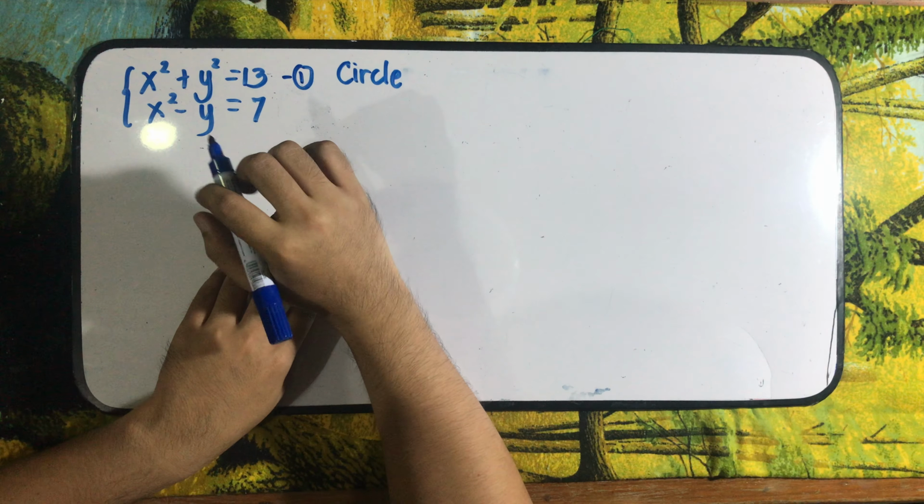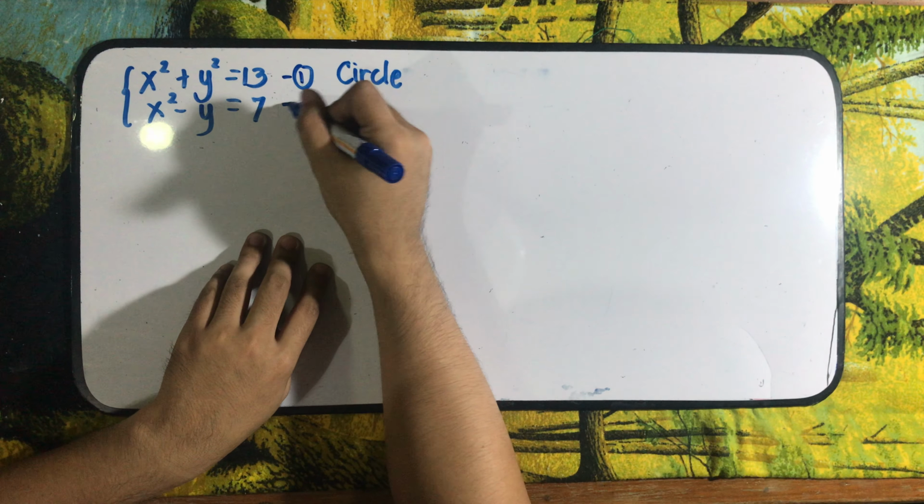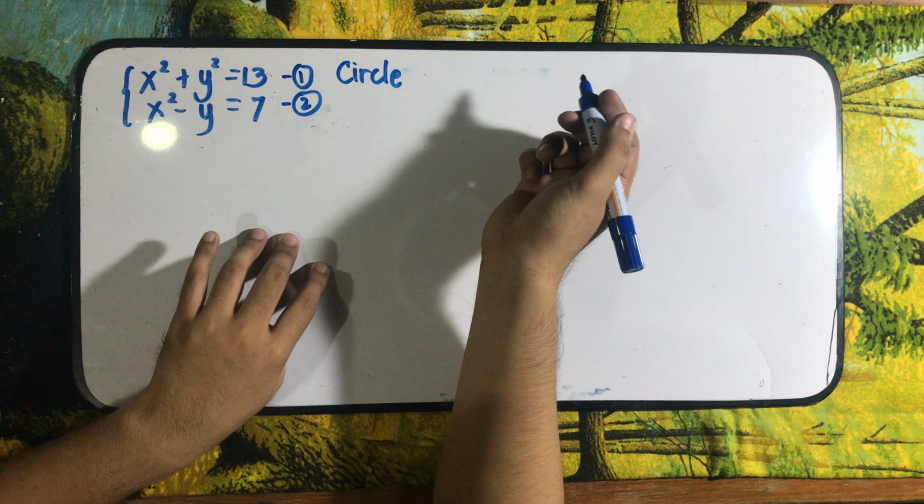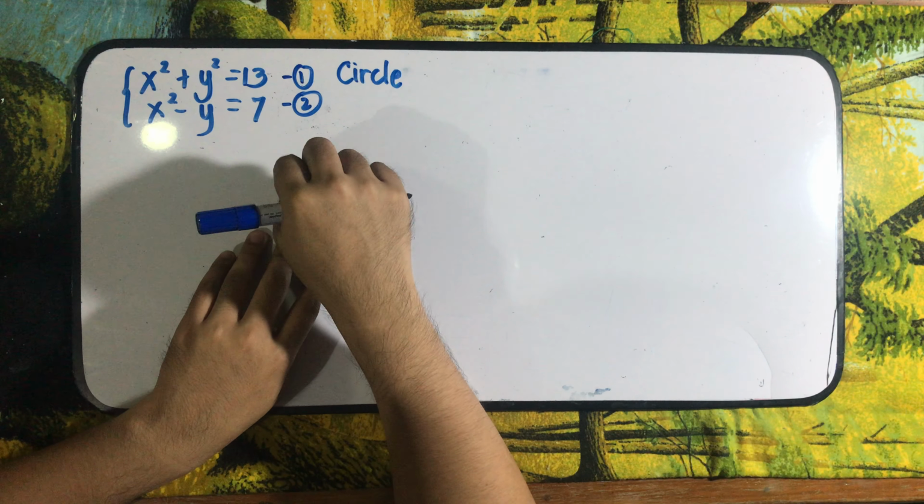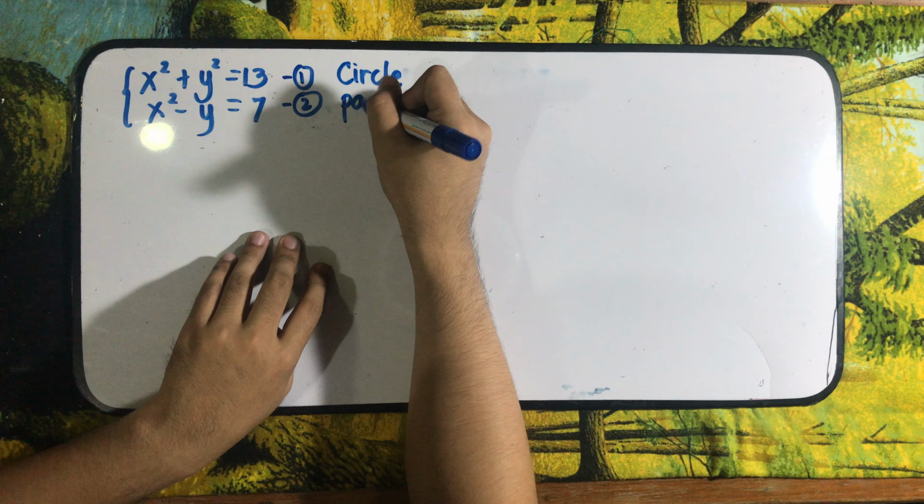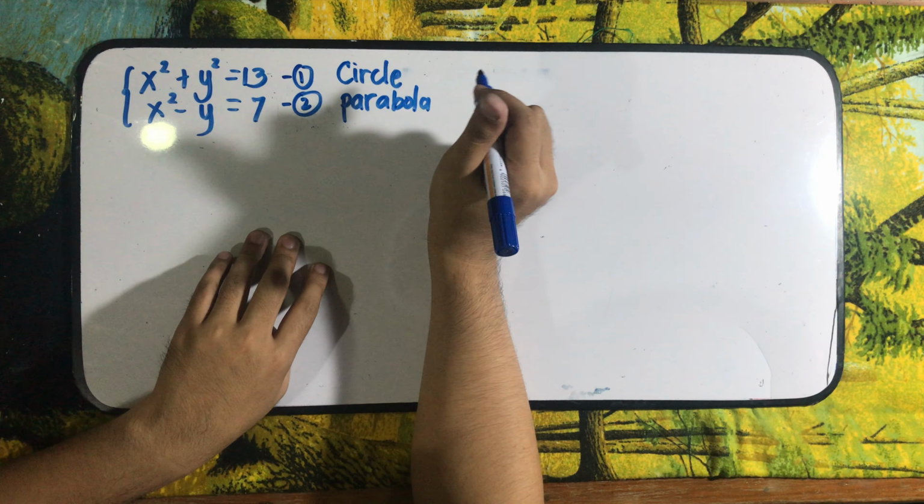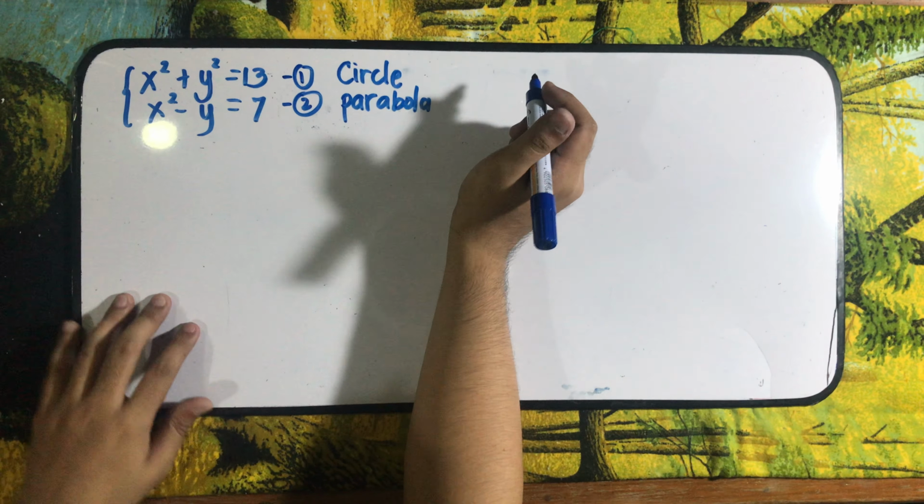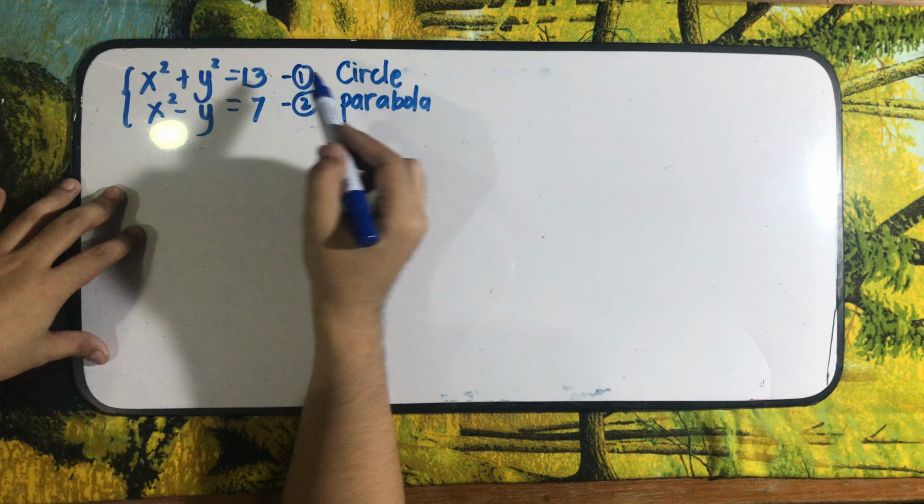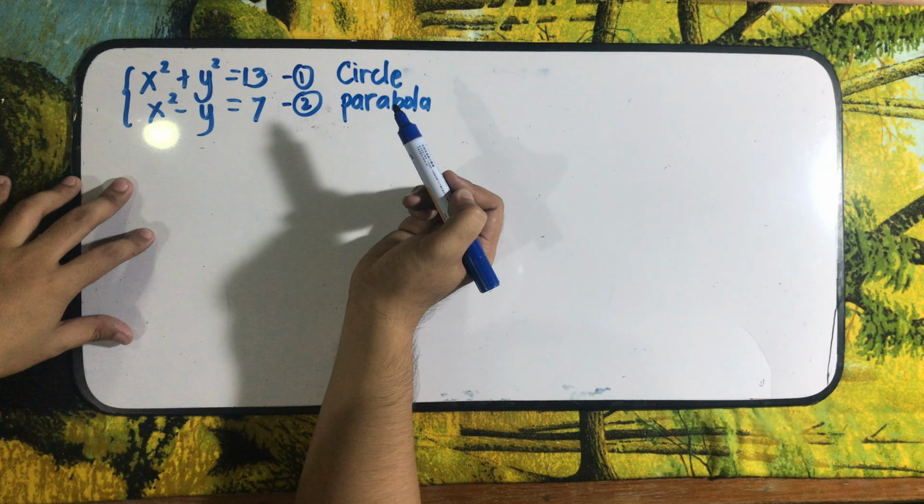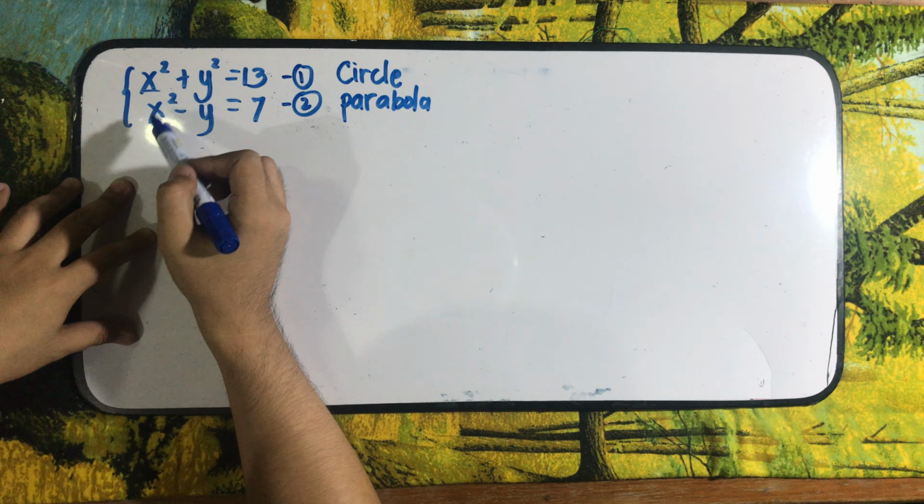And for the second one, we are given x squared minus y is equal to 7. Let's say that is equation 2. Based on the equation, we could say that this is a parabola and it opens upward. Based on the two equations, we could see that they both have x squared, but the second equation only contains y and not y squared.